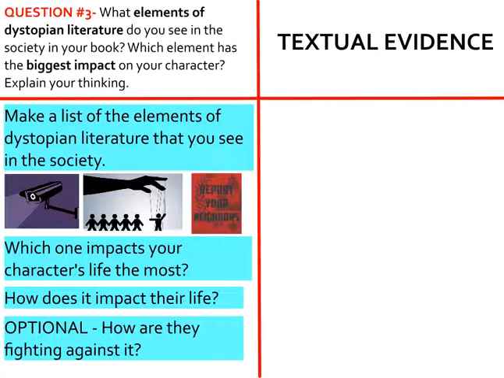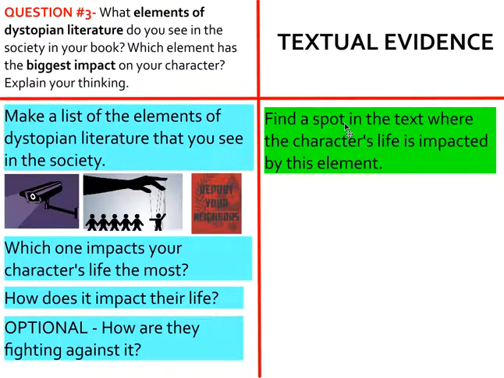For your evidence, I want you to find a spot in the text where the character's life is impacted by this element. So if you chose surveillance, find a spot in the text where the government is spying on the character, or the character is really noticing the surveillance in the society.